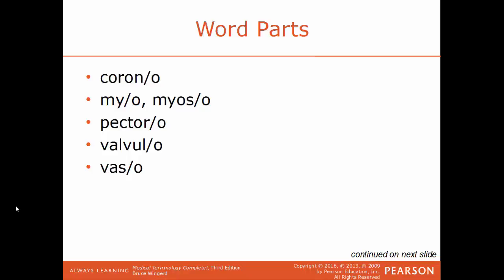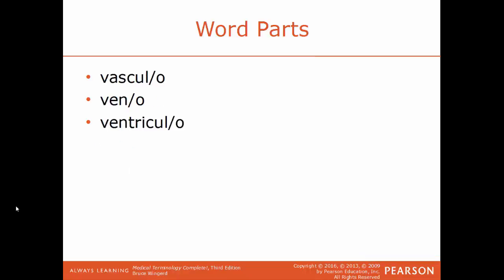Valvulo is a reference to a valve. And vaso is a reference to a vessel or a duct. Vasculo, a reference to a blood vessel. Veno is a reference to a vein, and ventriculo is a reference to the ventricles of the heart, the actual pumping chambers of the heart.